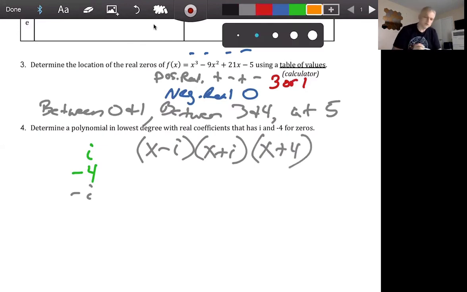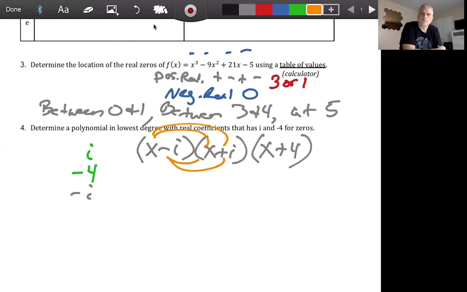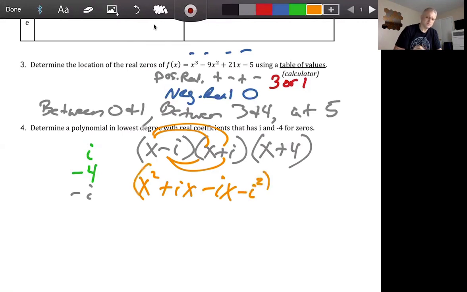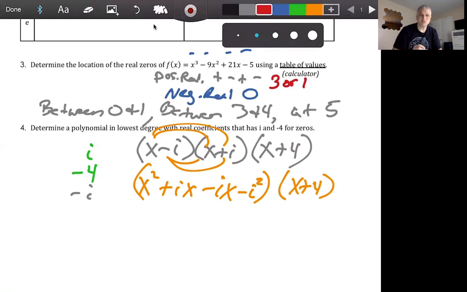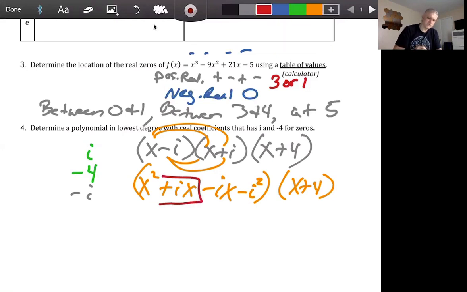All right, let's multiply these first two binomials. Let's FOIL it out. So x times x is x squared plus ix minus ix. You could write xi if you wanted to. Minus I times plus I is minus I squared. And bring down the x plus 4. Let's simplify this thing. Well, this is actually really nice here. This little sweetie pie here and this little sweetie pie here, they cancel. Positive ix minus ix is 0. So that leaves me with x squared minus I squared.